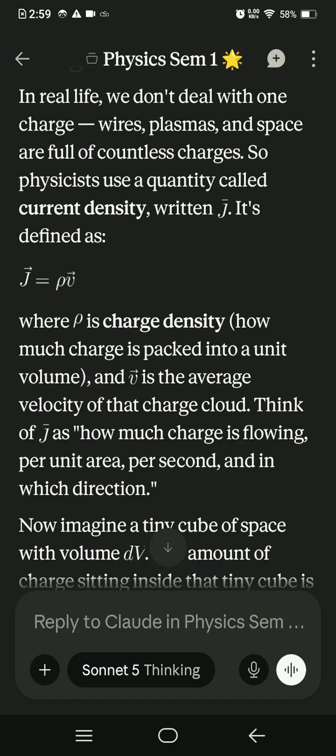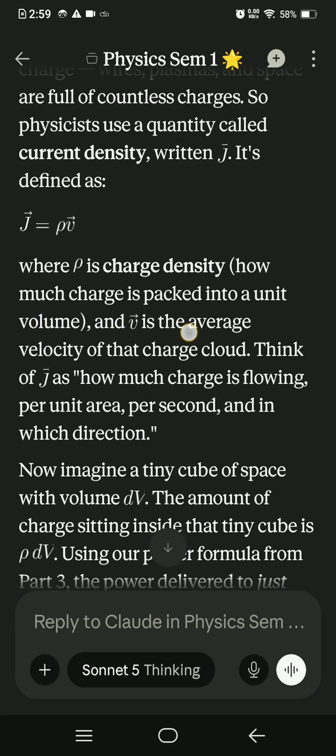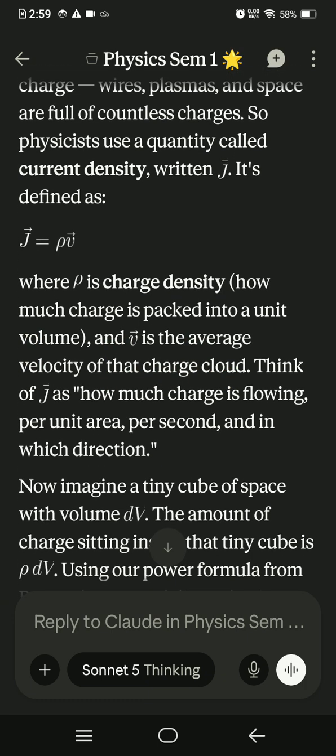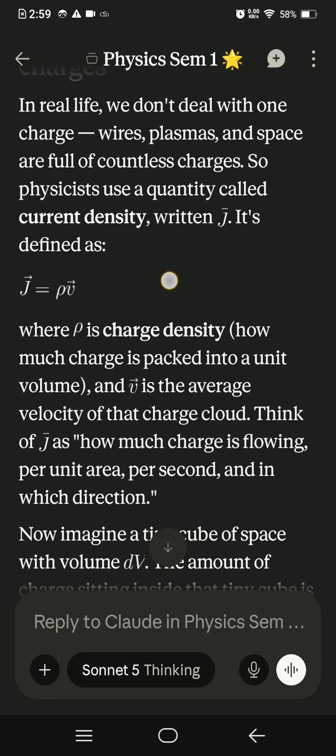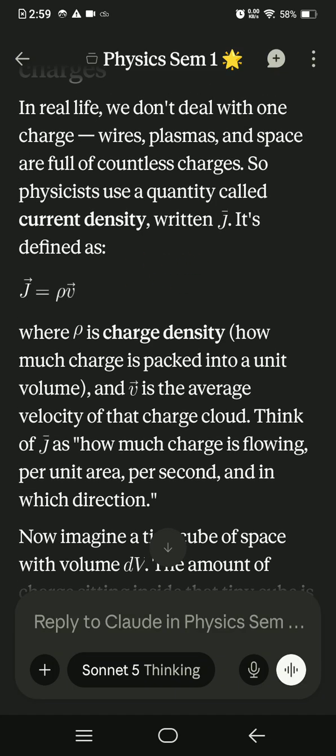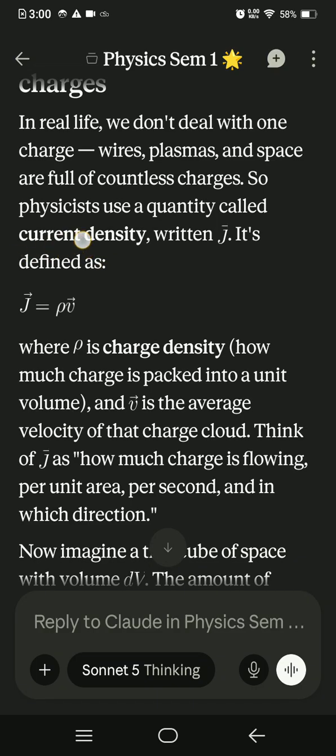So how much charge is packed into a unit volume times the velocity, and v is just the average velocity of the charge cloud. Think of J as how much charge is flowing per unit area per second and in which direction. So how much charge is flowing for that particular volume is the current density. Yeah, current is moving charges.